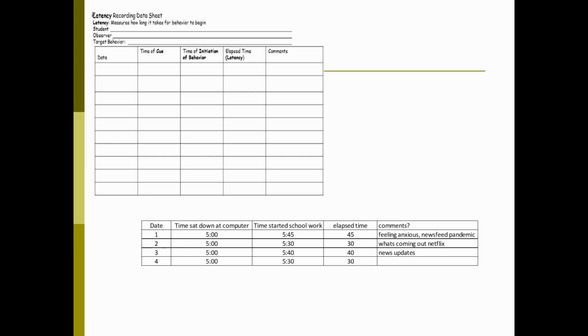so the student wanted to decrease that behavior. So the student was tracking what time did he sit down to start work on the computer for homework, and what time did he actually start the schoolwork. And at first it was about 45 minutes, but also again noticing feeling anxious, news feed about the pandemic was going on, and then also noting what's going on in terms of comments. So 45 minutes was the duration, 30 minutes, 40 minutes, 30 minutes, etc.